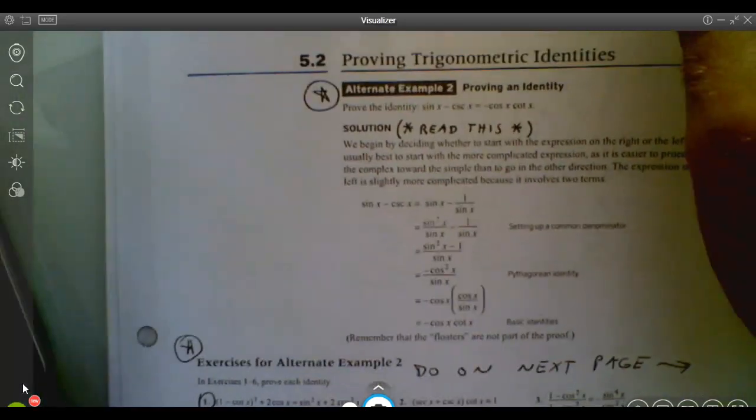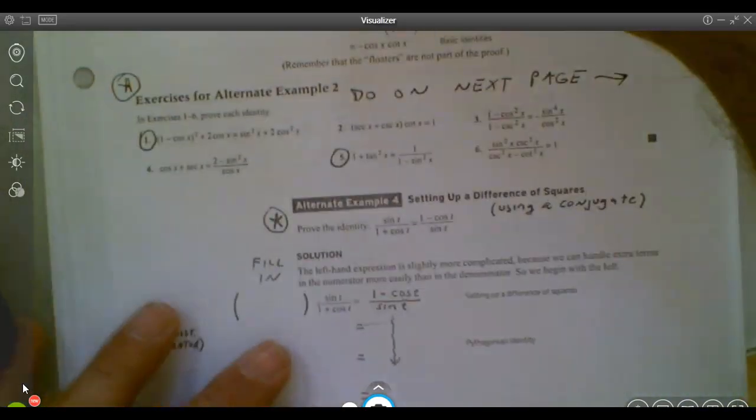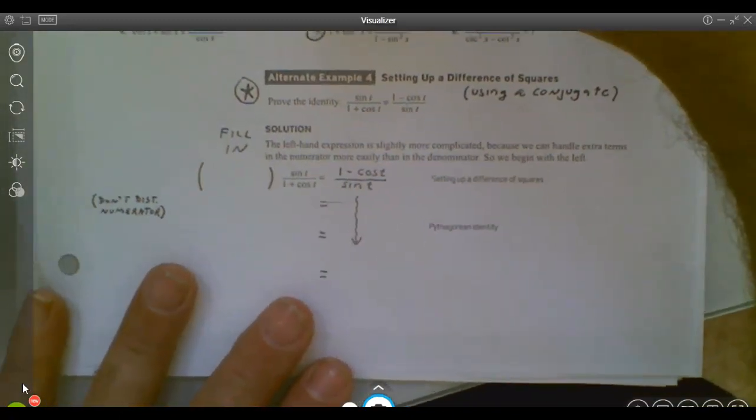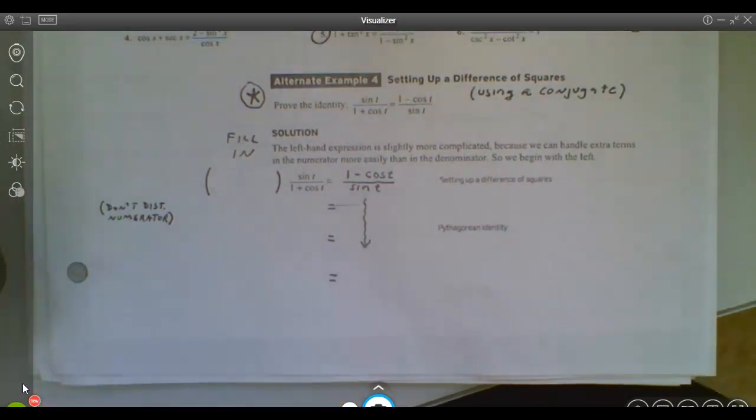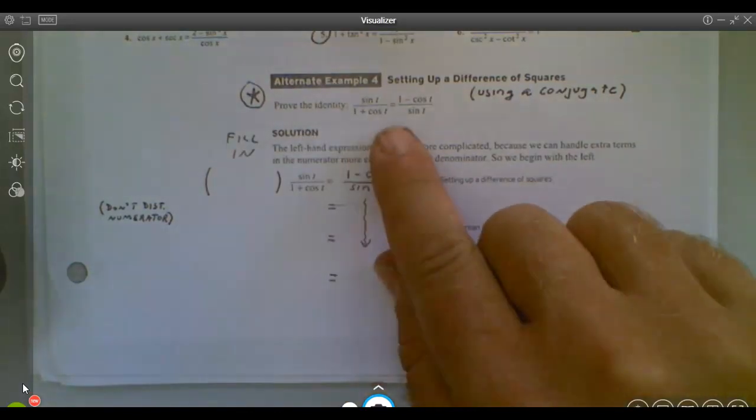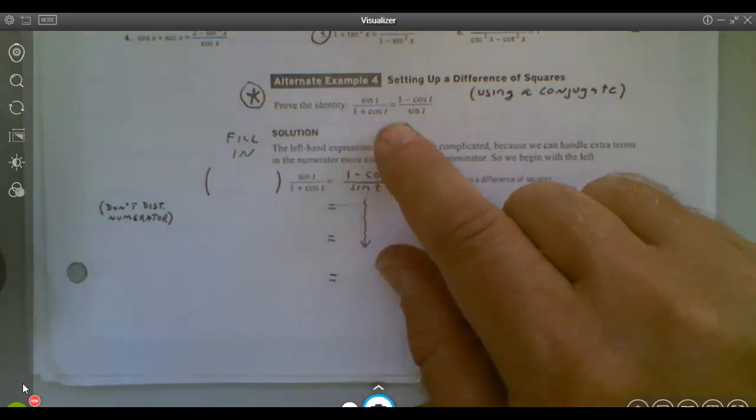So let me flip back. And so this is the page that we started on. I'm just going down below here. So here's one that was a little bit tougher that I really thought we should go through. So our goal on this one is to prove this identity that you see here.